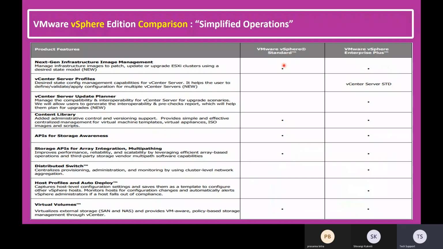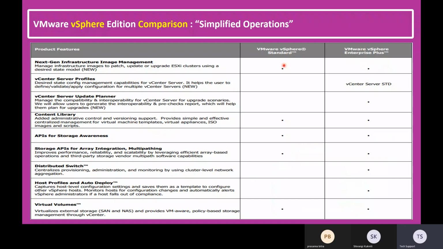So here is the VMware vSphere edition comparison. This comparison mainly focuses on simplified operations. The main simplified operations in vSphere I highlighted here. First, next generation infrastructure image management. If you want to upgrade your ESXi host, update or patch anything, the options are available in both editions. If there is a dot, it means it's available. If it is empty, it's not available. So in both editions, we have the facility to update your ESXi host, patch your ESXi host, and also upgrade.